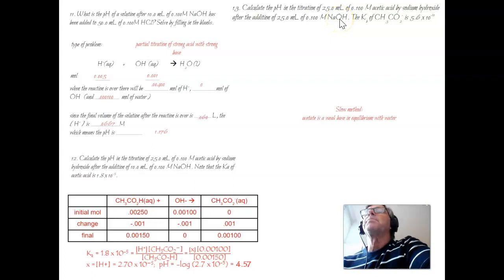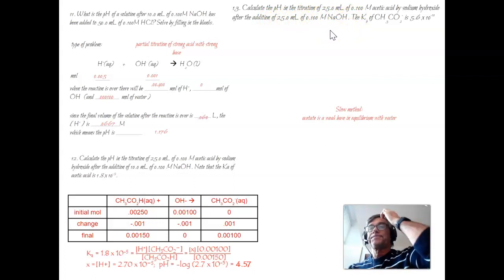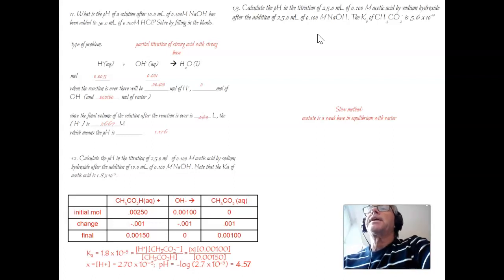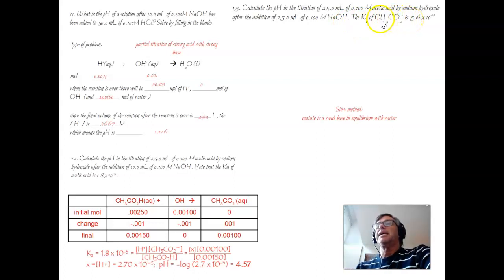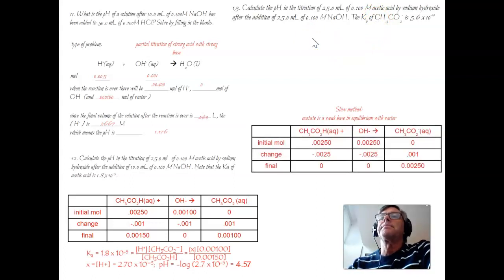That's going to react completely. When you're done, you're just going to have acetate, right? And so we just have to take the acetate. We'll have the pKa, and we also have the pKb. From that, we can get the Kb, and from that we can get hydroxide. From that we can get pH. So here's how we do it.